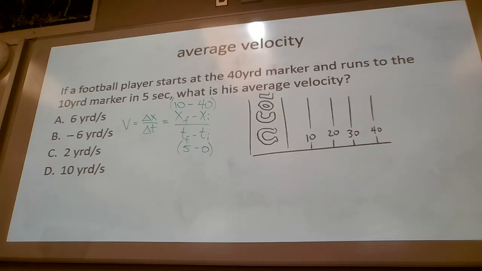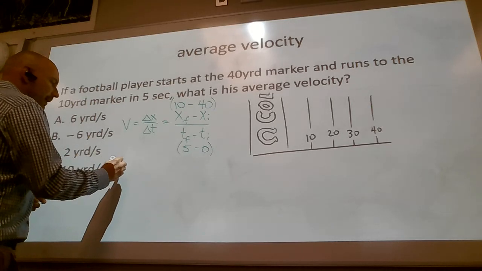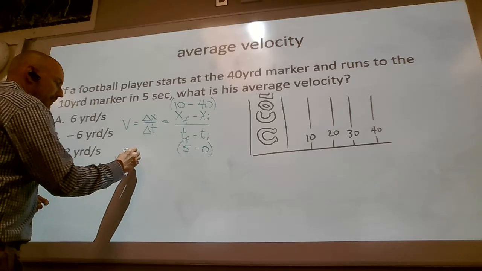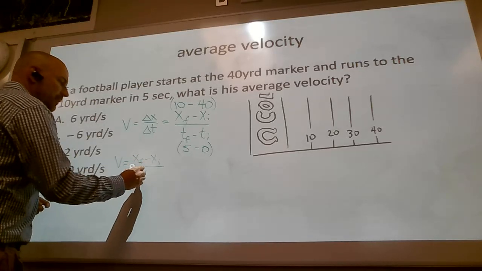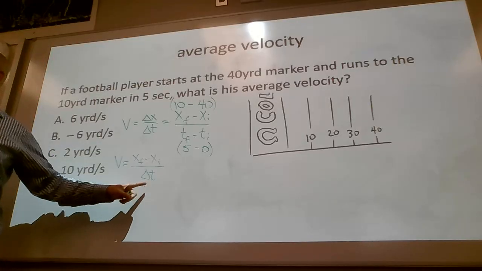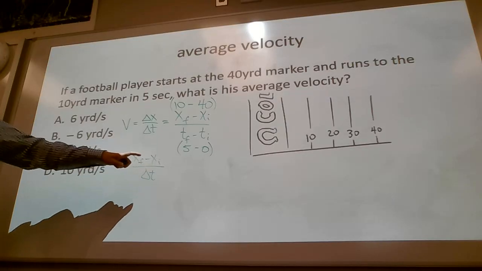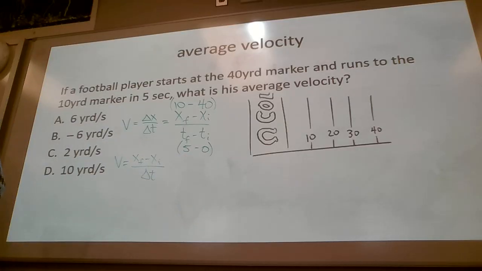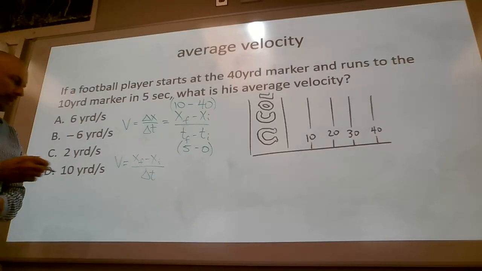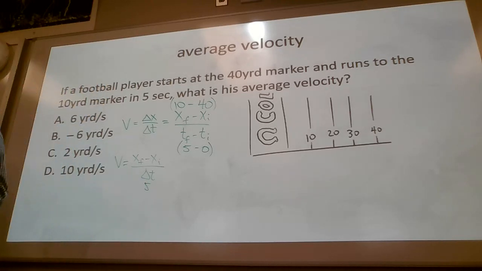So the correct answer is... Correct answer is B. Beautiful butterflies. Okay, good at that. Now, often I'll write it out like this. I'll say average velocity is final position minus initial position over the time interval, just because usually your initial time is zero. So I just kind of write it like that. And write this as 5 seconds. Good with that? Okay.